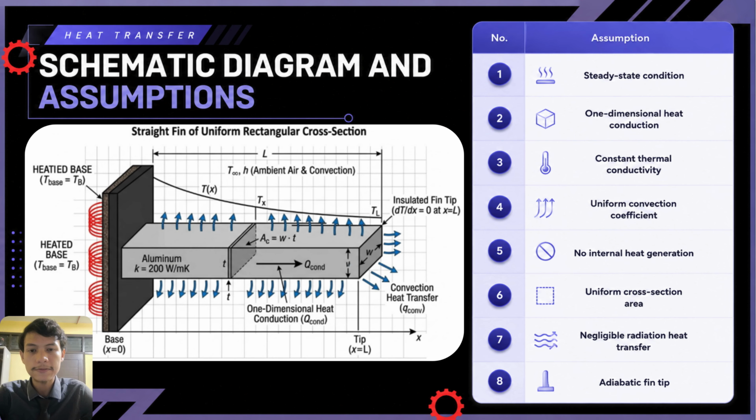The purpose of the fin equation is to determine how this temperature changes along the fin and how much heat is transferred to the surroundings. To simplify the mathematical modeling, we assume steady state condition, one-dimensional heat conduction, constant thermal conductivity, uniform convection coefficient, no internal heat generation, no radiation heat transfer, and adiabatic fin tip.